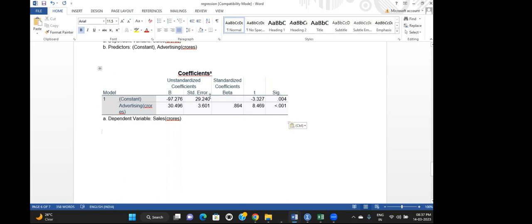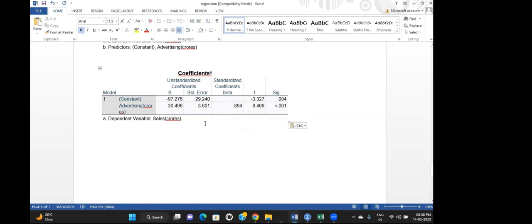This is the beta value. Oh, sorry, this is the beta value, right? And this is the significance that we have to see. You just look at this value, whether advertisement is significantly impacting or not. So this is the value. This is the beta value, and 30.496 is the slope, right? So this is the slope.